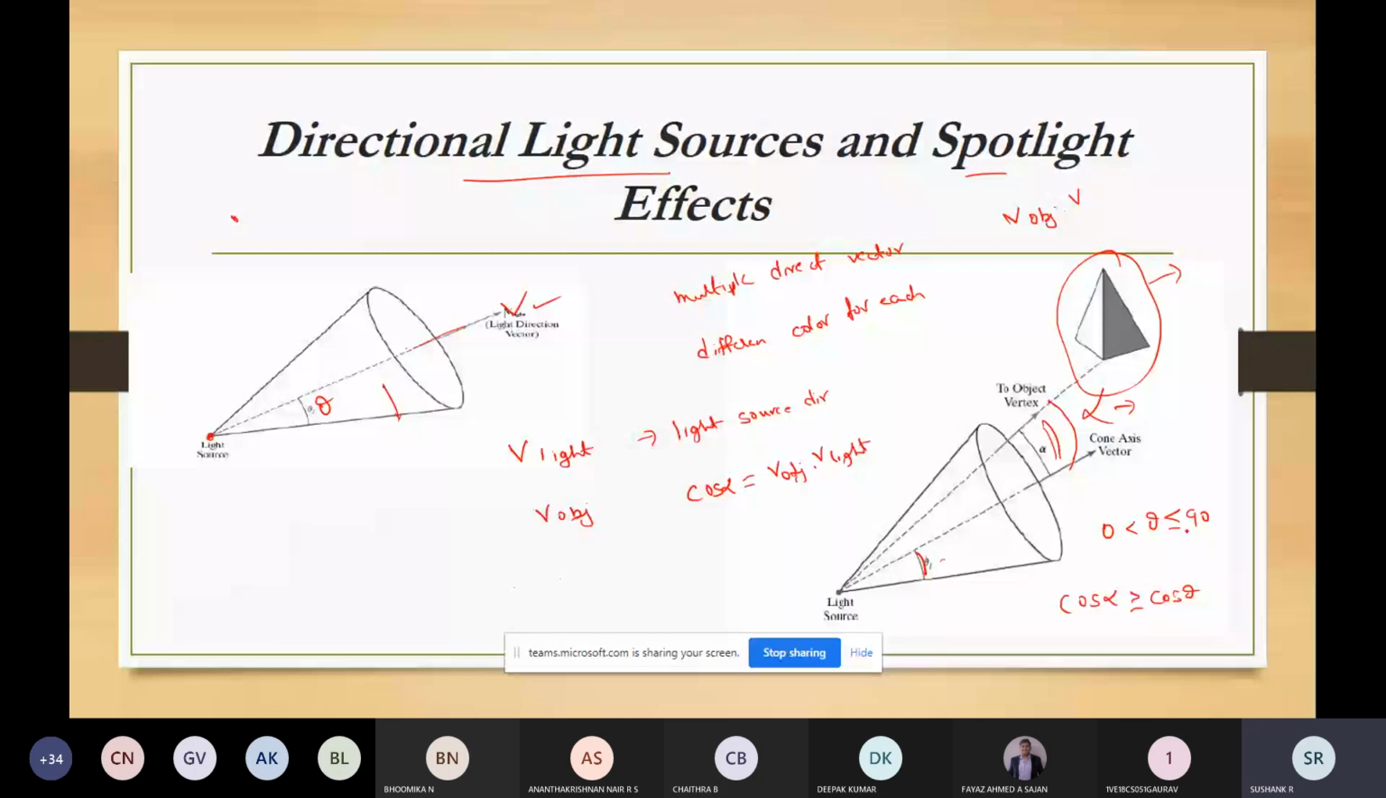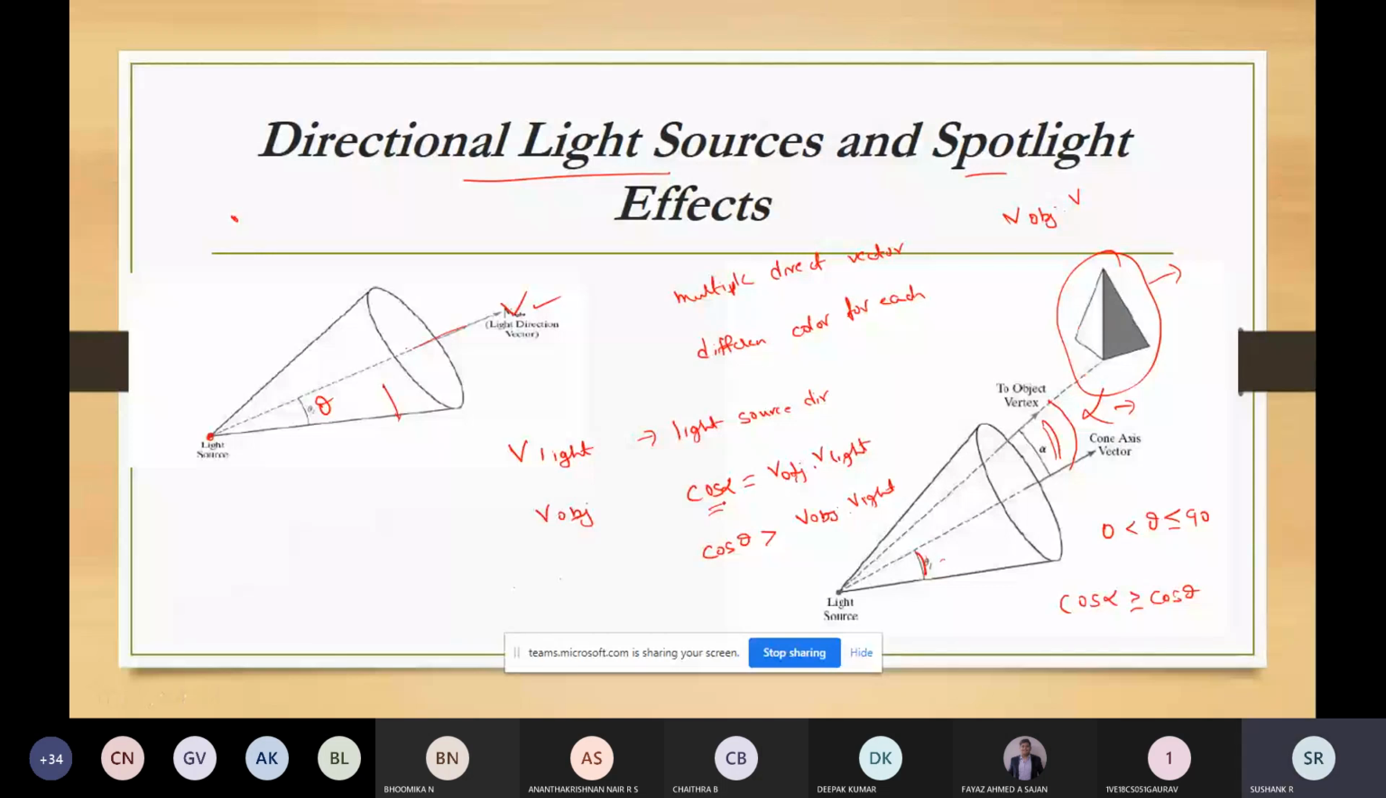What happens if you replace this cos alpha with theta? When you replace cos alpha with theta, if this theta is greater than v object into v light, it implies that this object is outside the visibility or outside the light cone. That thing you should keep in mind.